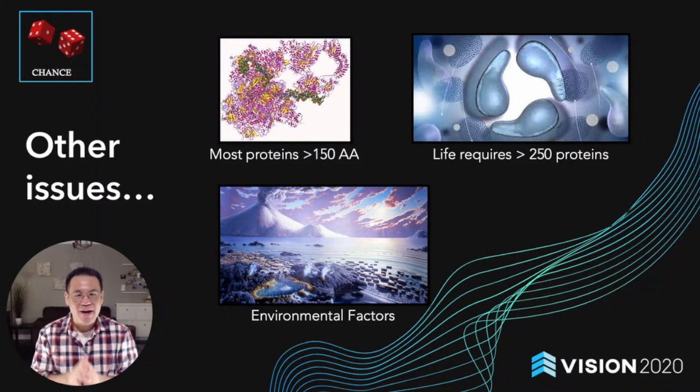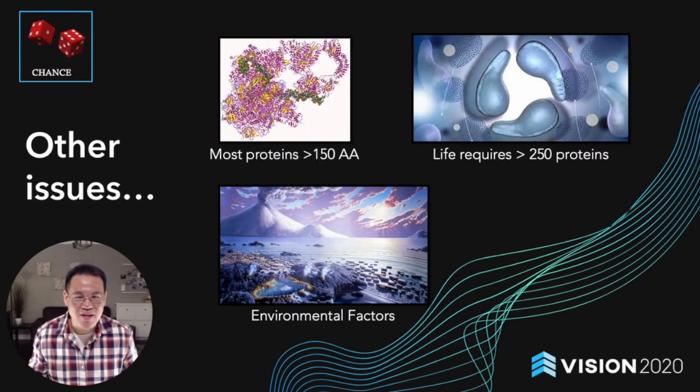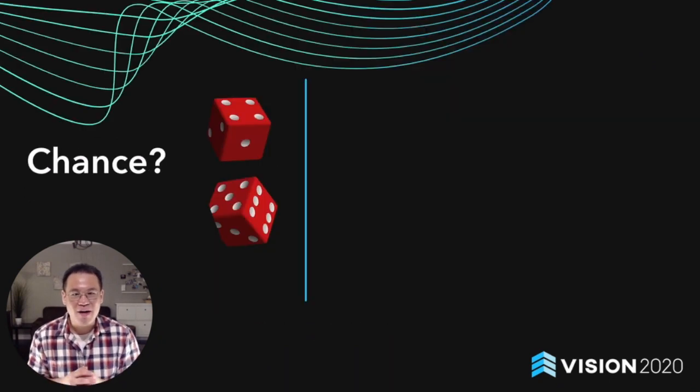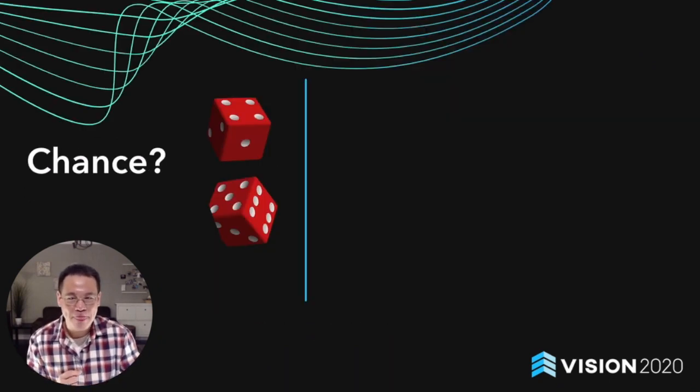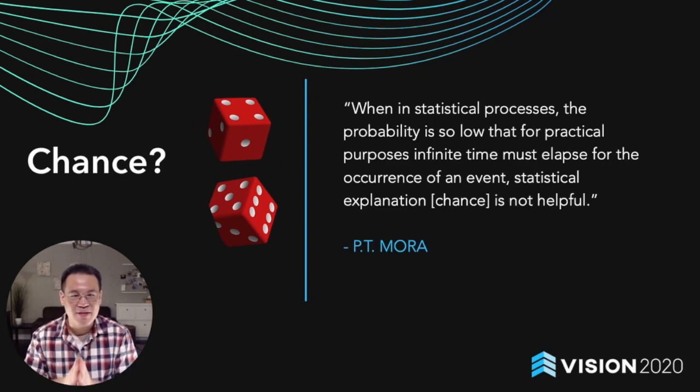And so, it is possible that this could have happened simply by chance. You can always imagine it, but like the prisoner example, flipping heads 100 times, the odds are infinitesimally small, even more improbable than the entire probabilistic resources present in our universe. P.T. Mora, a senior researcher at NIH, put it this way. He said, when in statistical processes the probability is so low that for practical purposes infinite time must elapse for the occurrence of an event, statistical explanation or chance is not helpful.